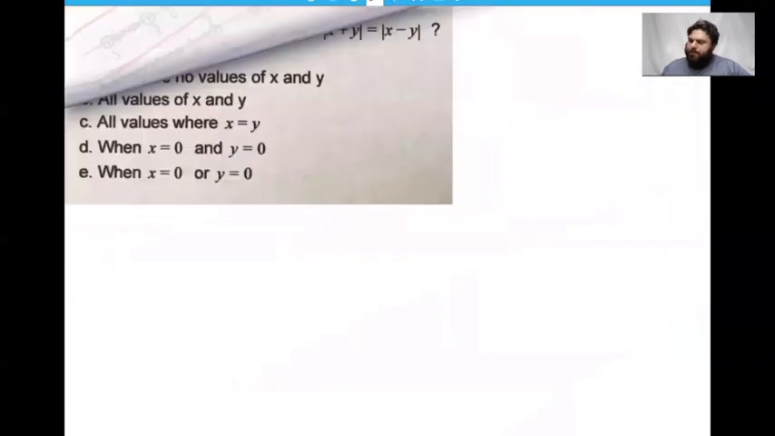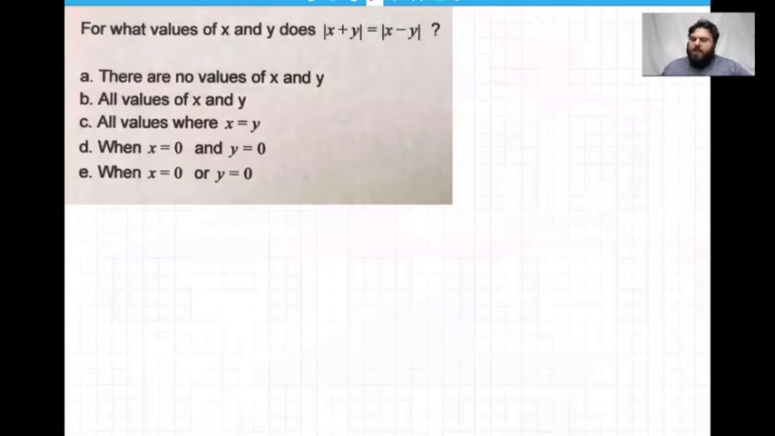All right, for what values of x and y does absolute value of x plus y equal absolute value of x minus y? All right, so this is kind of a tricky problem. You have to really think about this one. First of all, let's look at choice A.